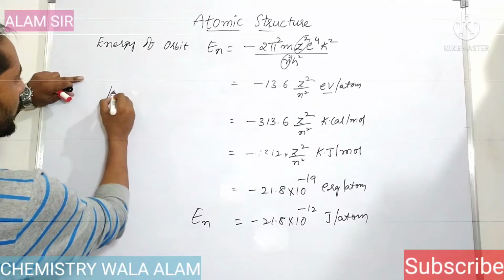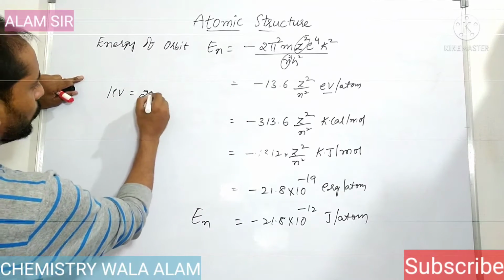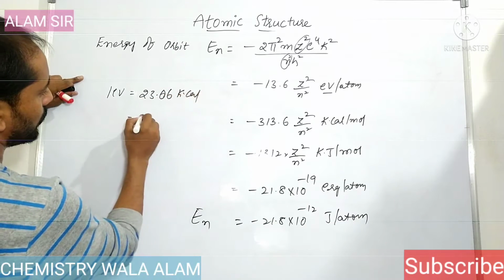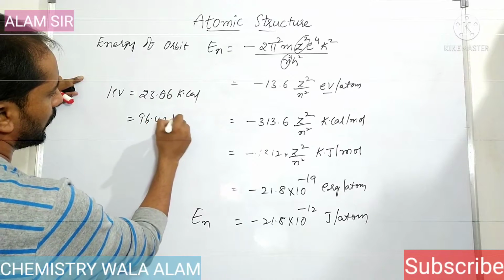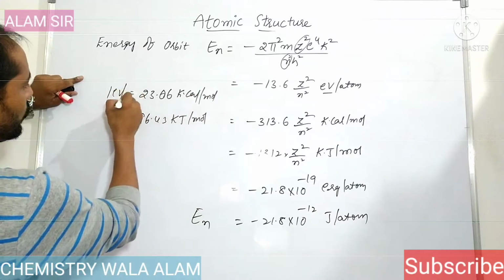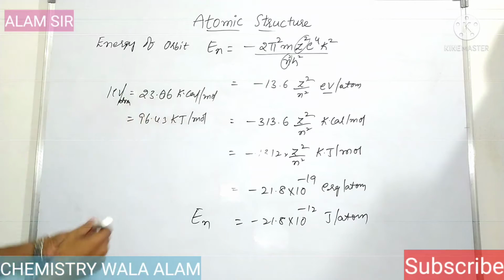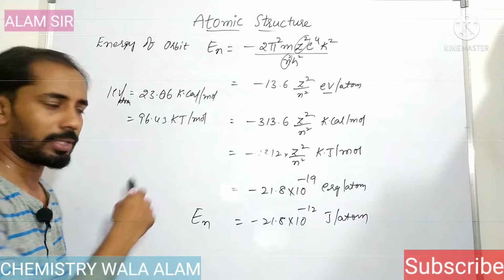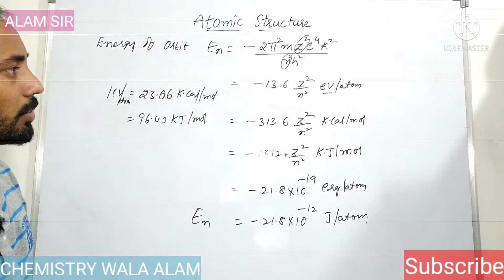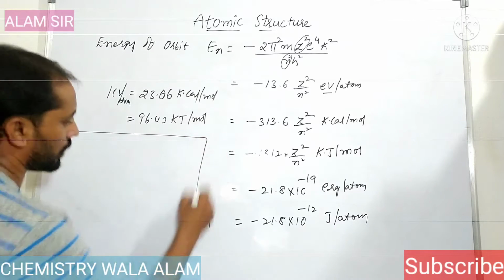Here you should remember, 1 electron volt per atom is equal to 23.06 kilocalories, which equals 96.43 kilojoules per mole. Next one is velocity of the electron.